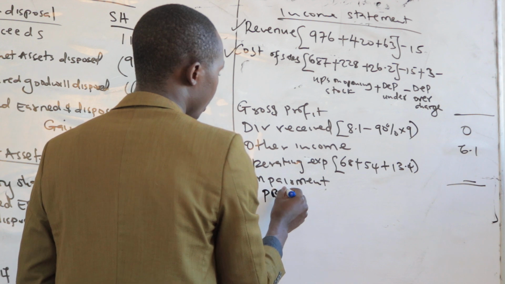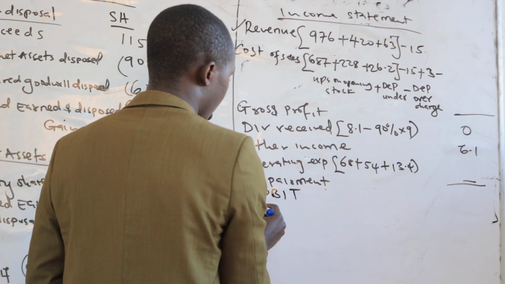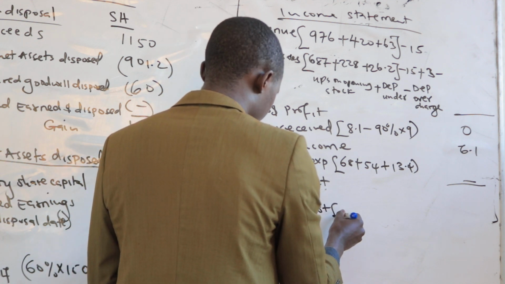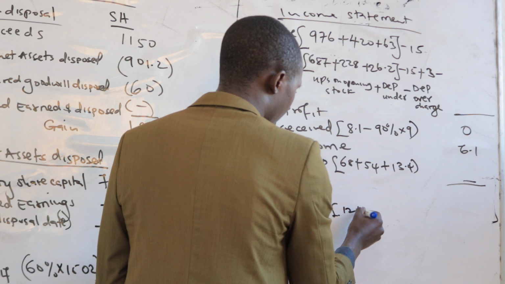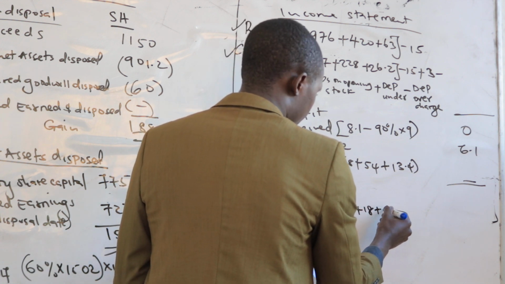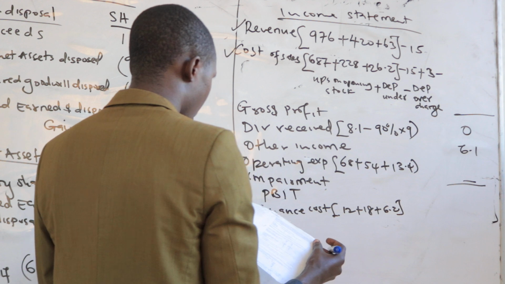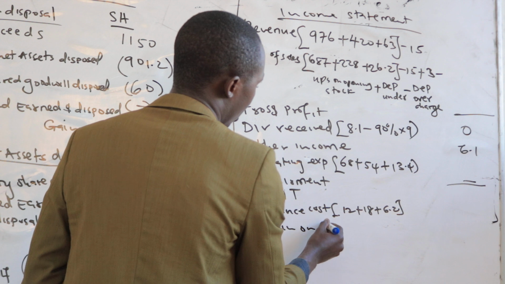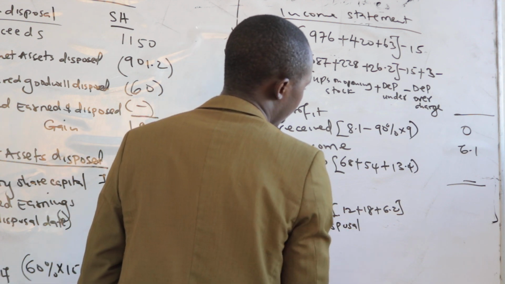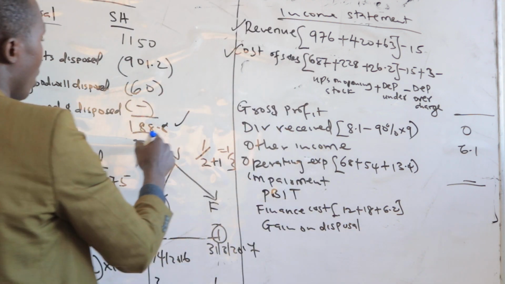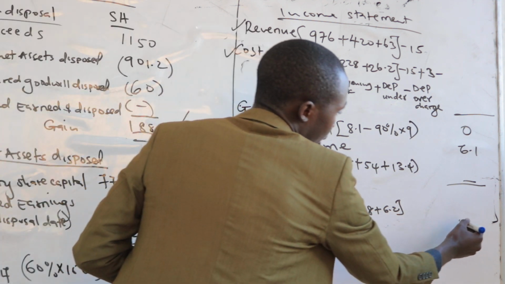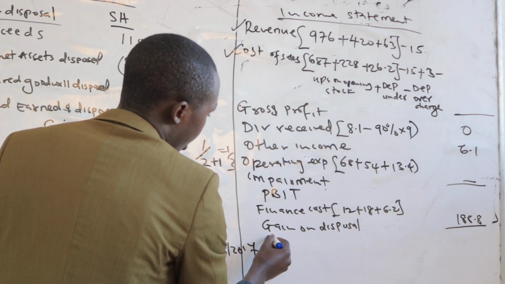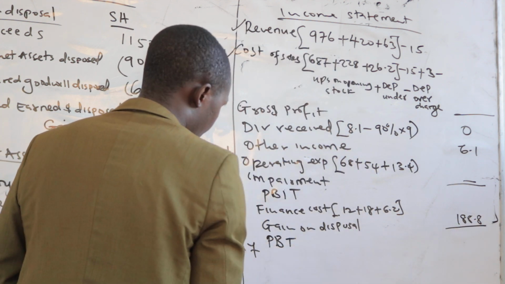So here we have the profit before interest and tax. So I can minus the finance cost. The finance cost in that case is 12 plus 18 plus 6.2. Next, I'm supposed to bring in the gain on disposal of S because it's an income. So the gain of 188.8. Up to that point, I have the profit before tax.